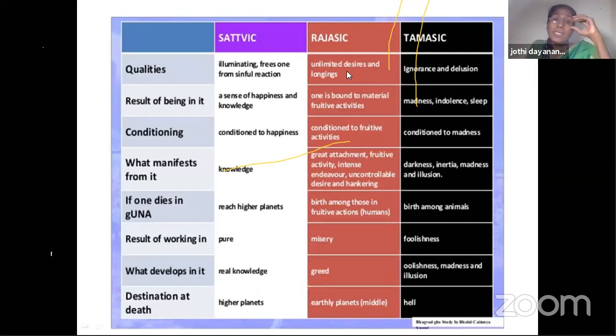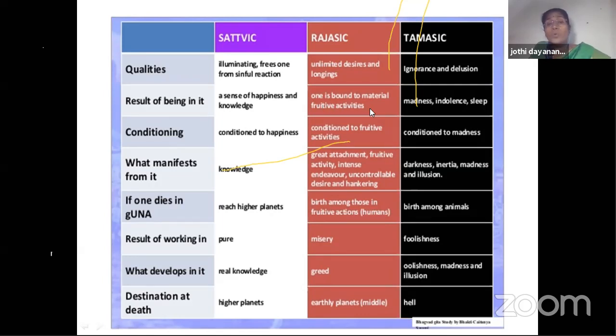So rajasic, basically, is unlimited desire and longing. Such people will have the quality of unlimited desire. Rajas used to conquer one particular area and were never satisfied. They desired to take the neighboring states, this state, that state. Every time there was war, and they used to occupy the lands of neighboring Rajas. So that is the quality of every Raja.